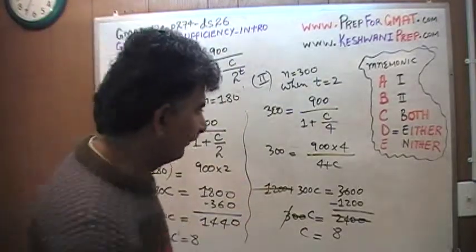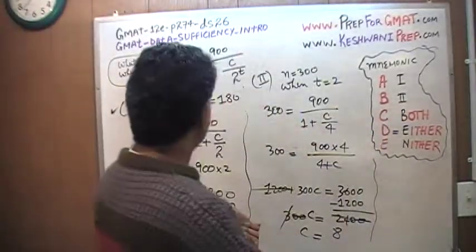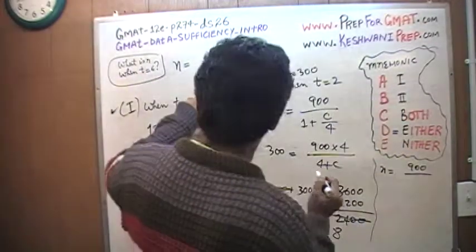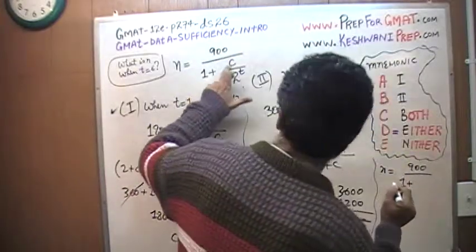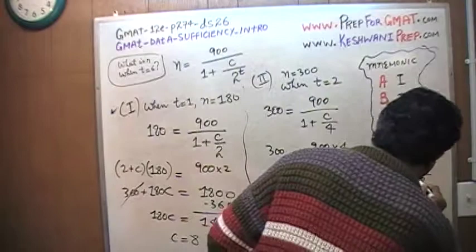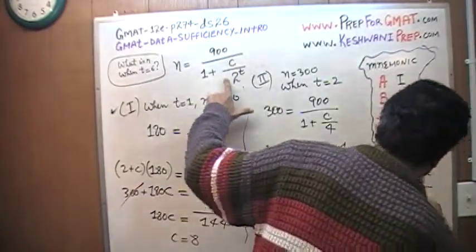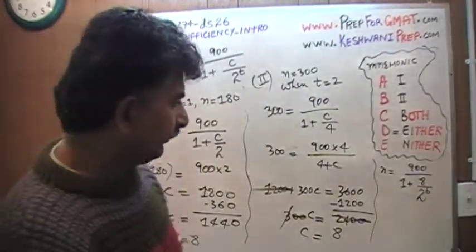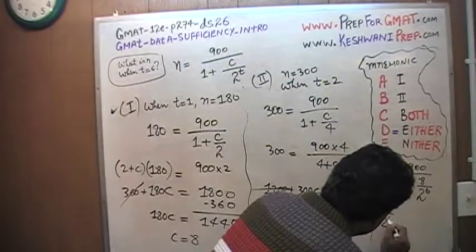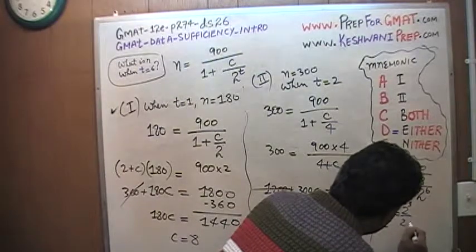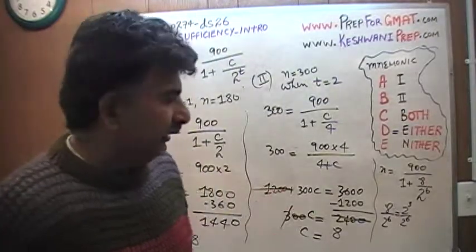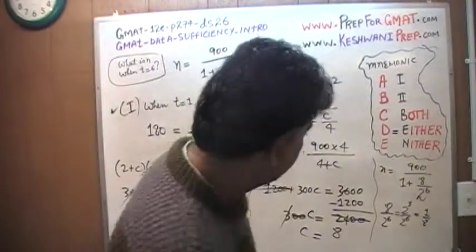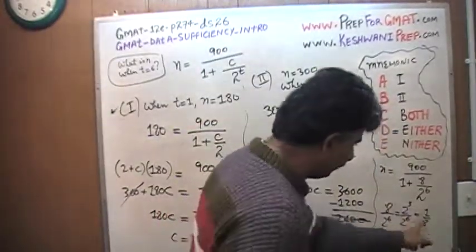And we already know that C is 8. So I'm just going to take a minute to finish it up. We put it in here: n equals 900 over 1 plus C, which we just found out is 8, over 2 raised to t, and t in our case is 6, because we're dealing with the 6th month. Now, 8 over 2 raised to 6 is the same as 2 raised to 3rd over 2 raised to 6, because 2 raised to 3rd is 8, which is the same as 1 over 8. So I'm going to replace all of this with 1 over 8.